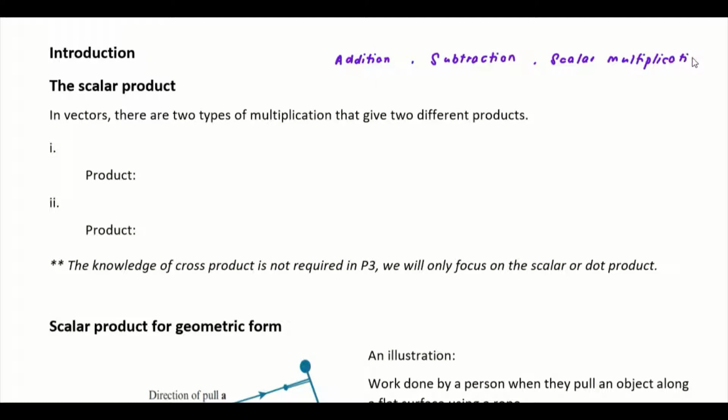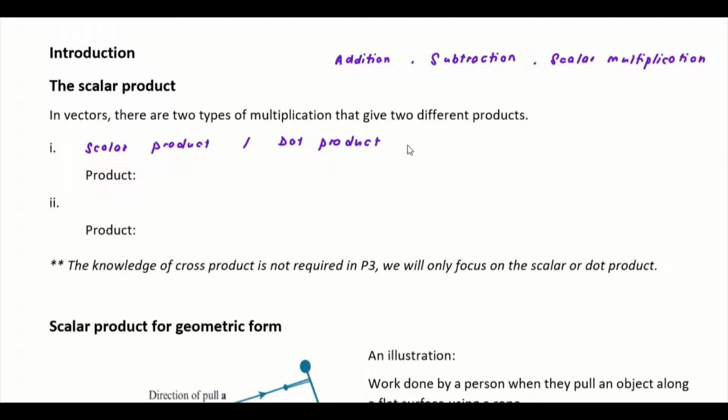In today's session, we are going to look at a multiplication that is not between a scalar and a vector, but between a vector and a vector. In short, we learn how to multiply two vectors together. In vectors, there are actually two types of multiplication that give us two different products. The first one, which we will learn in this lesson, is called the scalar product. Sometimes the scalar product is also known as the dot product. In your syllabus, the word used is scalar product, but when you look at references online or in your textbook, they also use the word dot product.